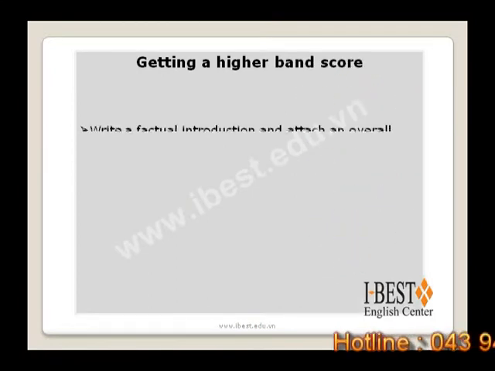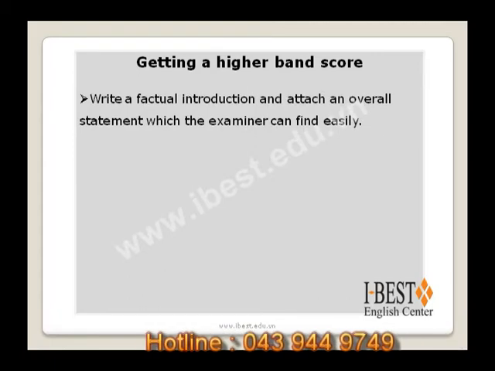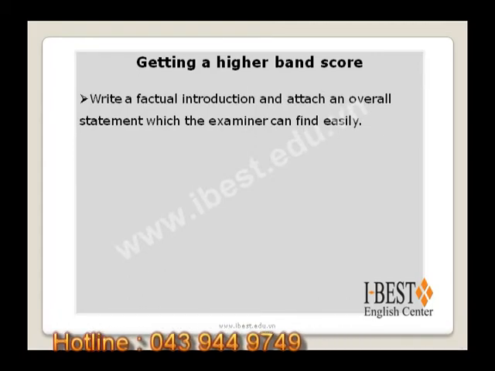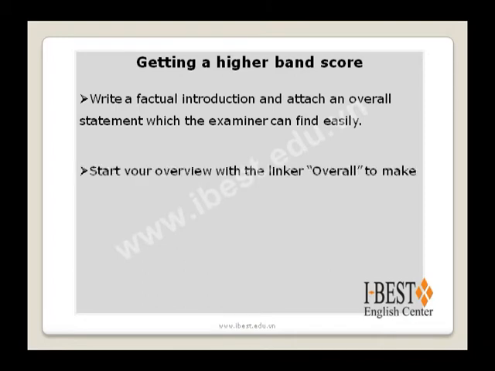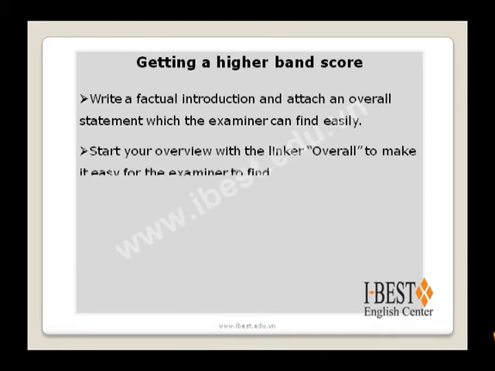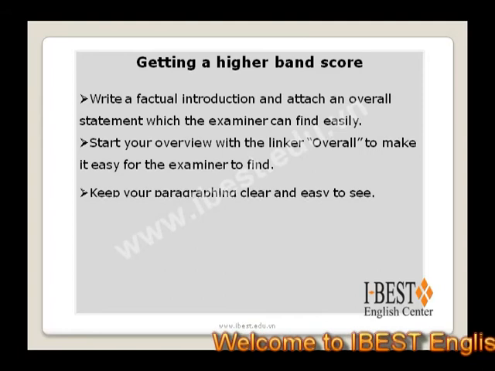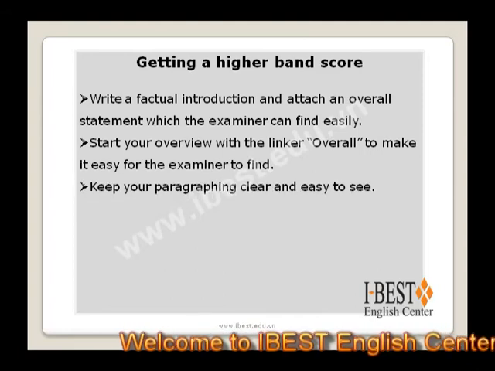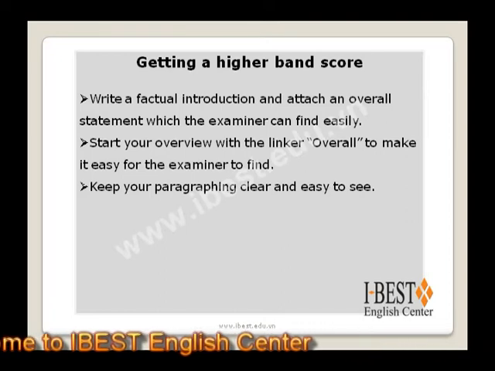Let's review how to get a better band score for diagrams in IELTS Writing Task 1. Firstly, write a factual introduction. Keep it short and simple. Attach an overall statement to it. Secondly, start your overview with the linker overall. This will make it easier for the examiner to find. Thirdly, keep your paragraphing clear and easy to see. One way to do this is to leave an empty line between each paragraph.